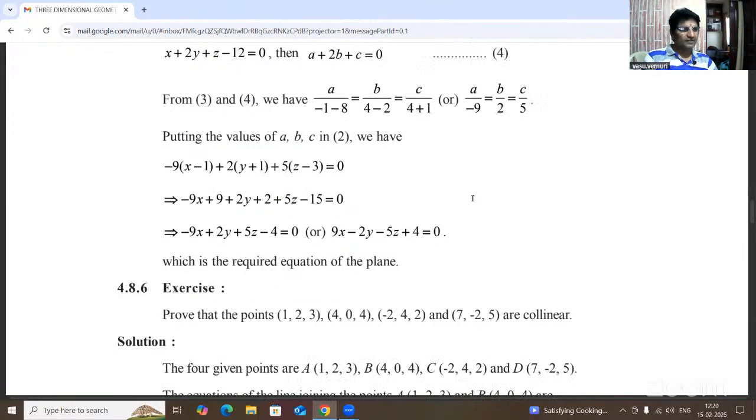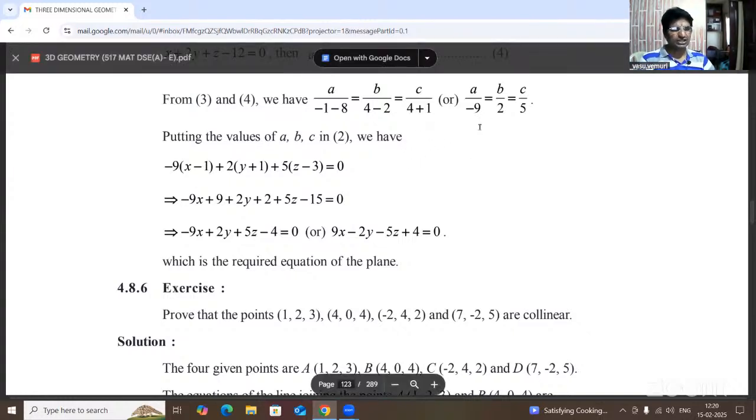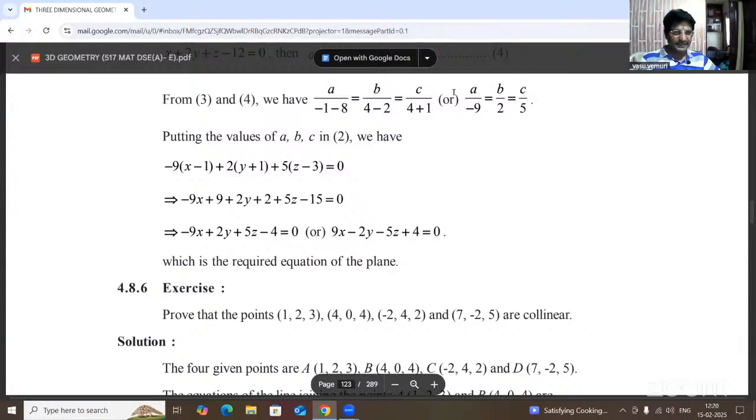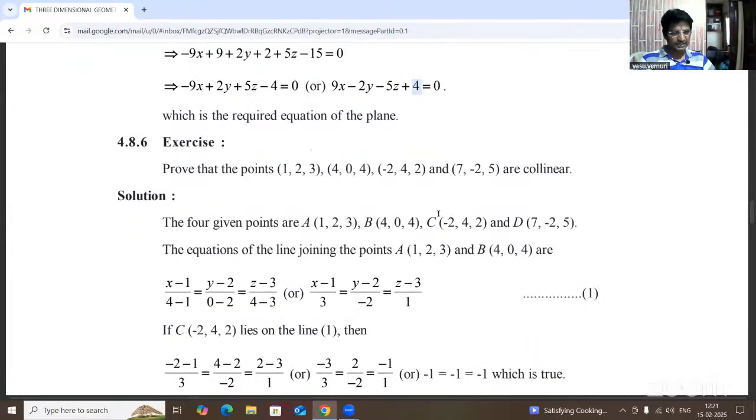From the third and fourth equations, we find the values of a, b, c by the cross multiplication rule. a, b, c equal to 9, minus 2, minus 5. Those values are substituted in the second equation, and we are getting the plane equation 9x minus 2y minus 5z plus 4 equal to 0. Okay, so that's enough.